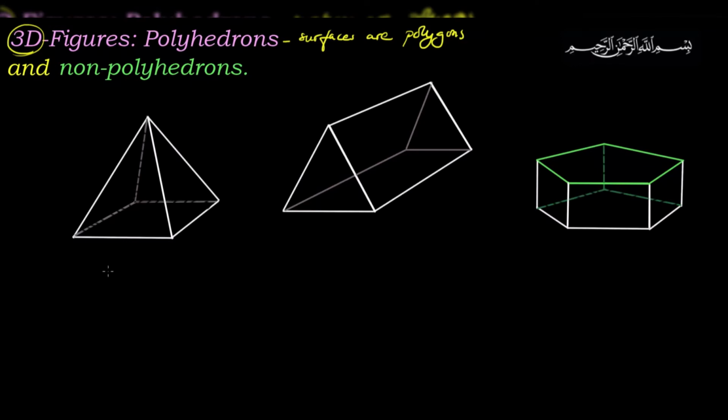If you look at this one, this is a pyramid, right? And the pyramid has a base, which is in this case a square. Here we can make all the sides congruent like this. Now that's a square. So this is a pyramid, and you can see the base here is a square, and all of these other sides are triangle shaped. So polyhedrons are three-dimensional geometric figures where surfaces are all polygons.